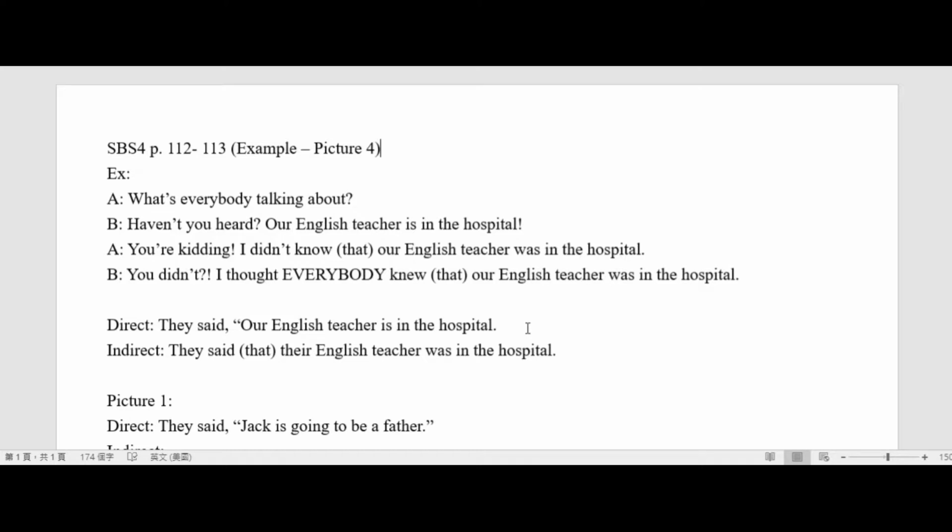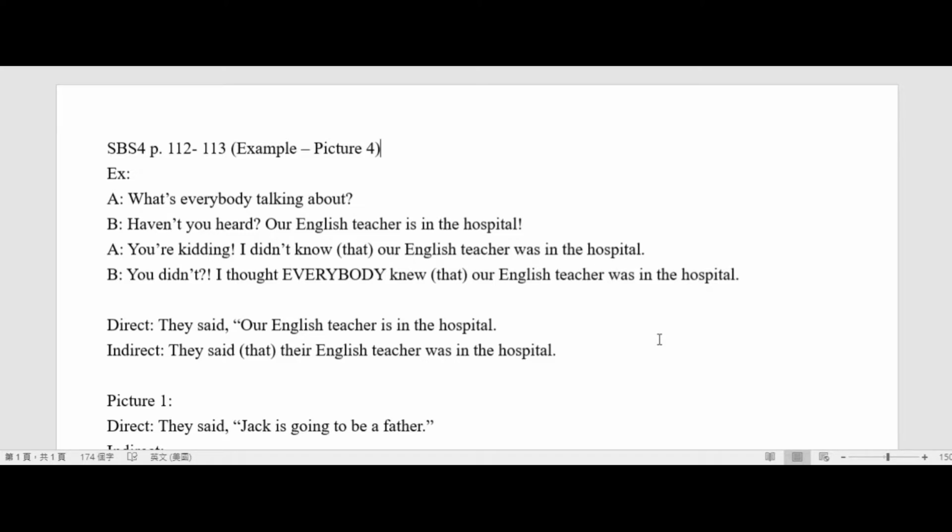So without further ado, let's practice with the pictures. There's one more thing. This is a practice video, so you do need to have your books opened right next to you. So please turn to page 112 and 113 and practice along with the video. So first, let's take a look at an example.